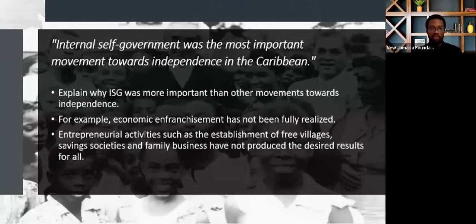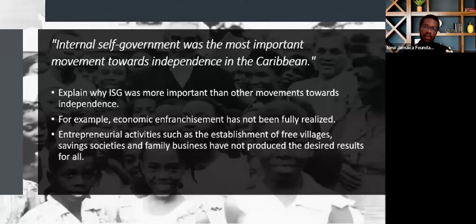So basically, if you argue that it was not the most important movement, you also have to explain what was more important. So, for instance, economic enfranchisement has not been fully realized. Therefore, it could be argued that it's really more economic factors that were most important towards independence in the Caribbean, such as the establishment of free villages, saving societies, and family businesses.